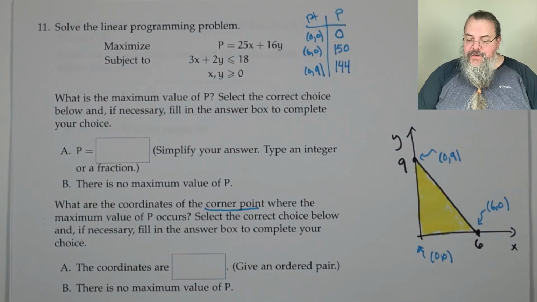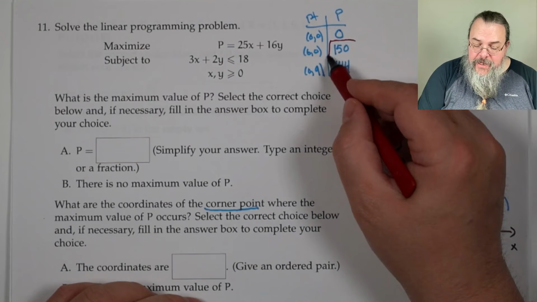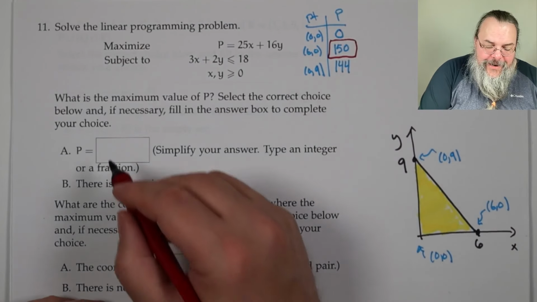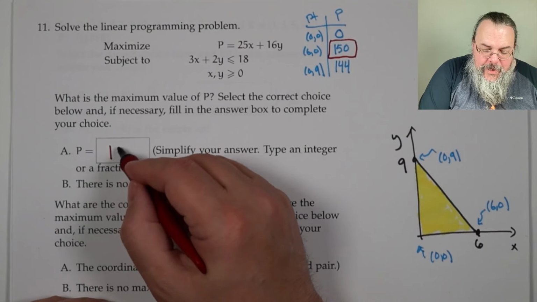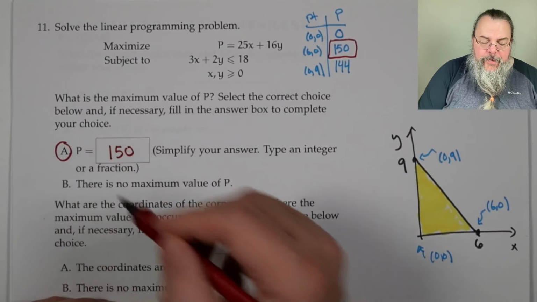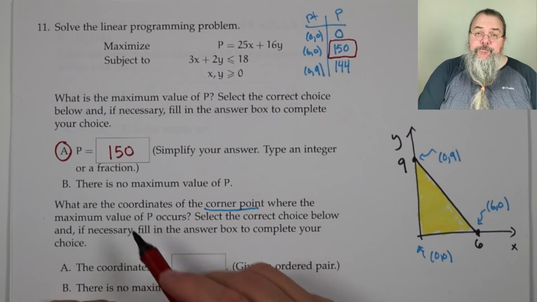You've made a list. You know one of these is the biggest. Which one? Well, 150 is bigger than 144. So our maximum is 150. So we do have a maximum. It's A.